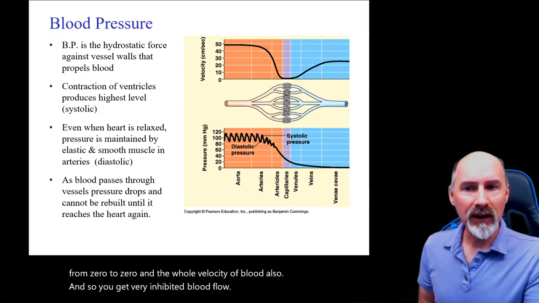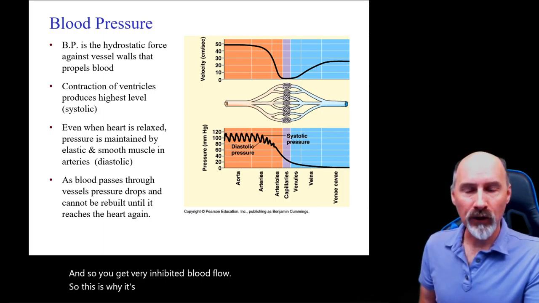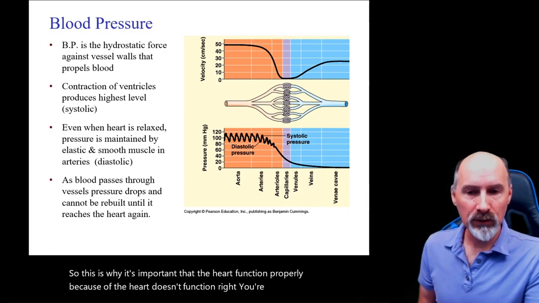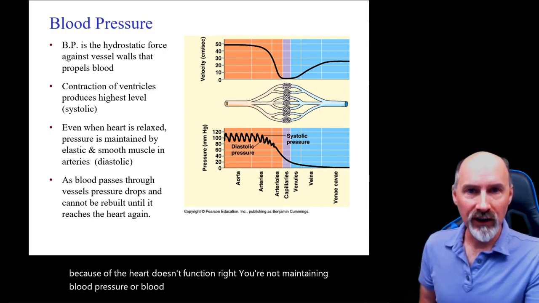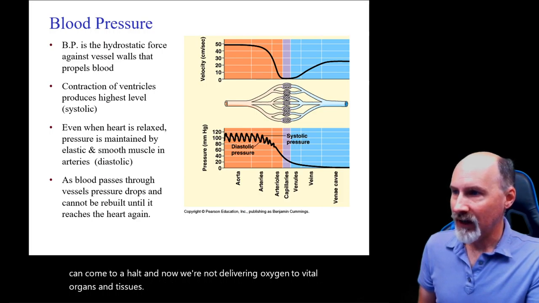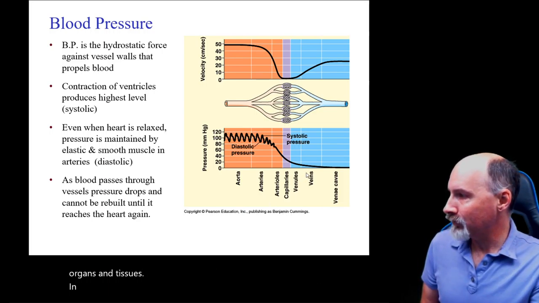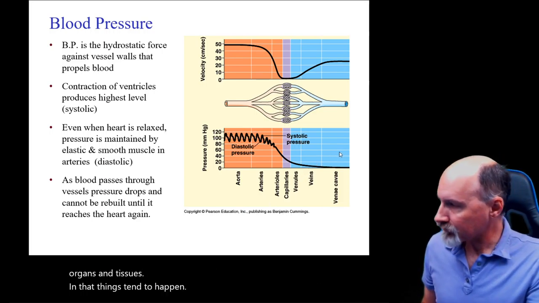So this is why it's important that the heart function properly, because if the heart doesn't function right, you're not maintaining blood pressure. If blood pressure crashes, circulation can come to a halt. And now we're not delivering oxygen to vital organs and tissues. And bad things tend to happen. Right?